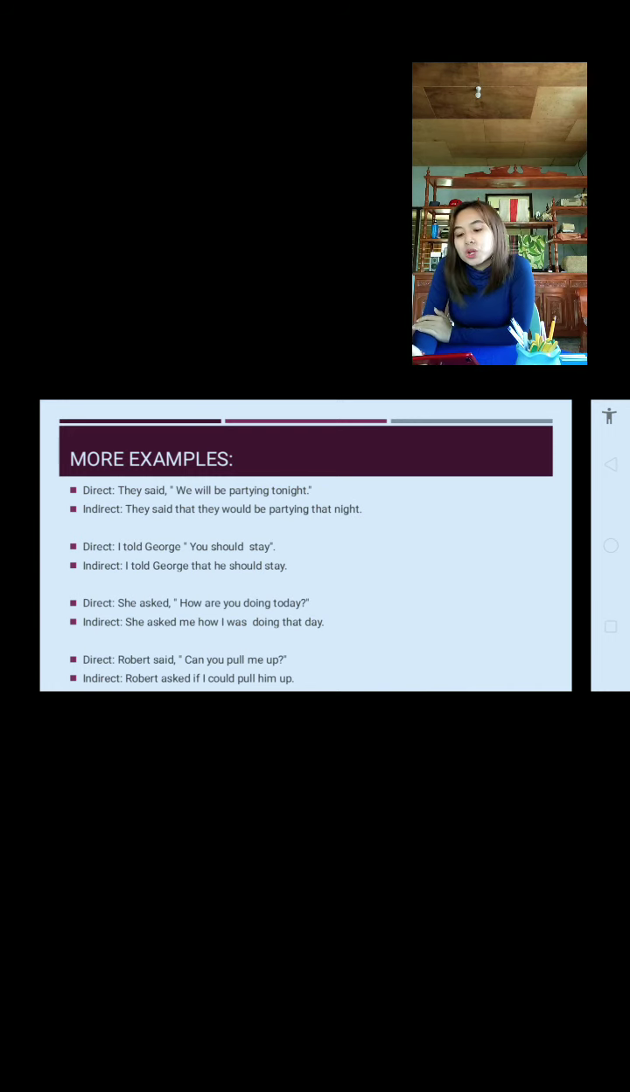Our last example for pronouns, direct speech. Robert said, "Can you pull me up?" And if we transform it to indirect speech, it will become, Robert asked if I could pull him up. So Robert is referring to me. So I could pull him up.